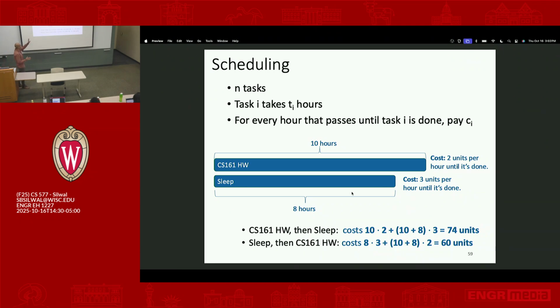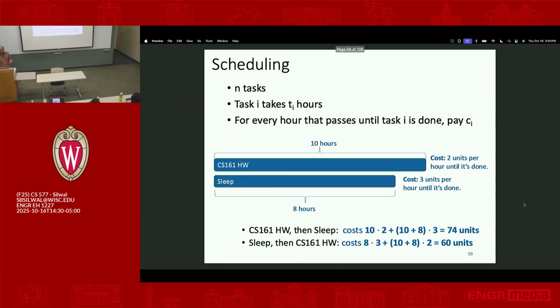If I just have 2 activities, then there are 2 options. First, I do the homework, then I sleep. How much does that cost? The homework takes 10 hours to finish, and the cost is 2 every hour, so it's 10 times 2. Then I sleep, but I haven't slept for the first 10 hours, so I have to pay that penalty: 18 times 3. The other option is I sleep and then do homework, which is the same calculation but flipped, but then I only pay 60. So this is the problem.